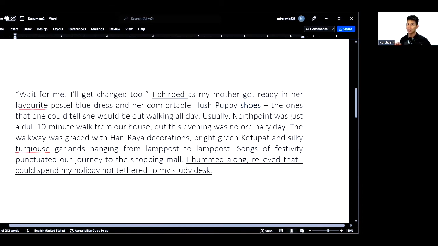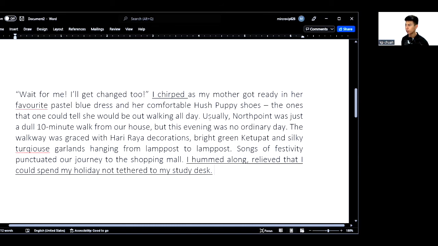But a strong student will give even more details to their writing by saying, what kind of dress? Okay, is it her favorite dress? Is this color? Is it blue? And the brand of the shoes, Hush Puppies shoes. And this particular line, "one could tell she would be out walking all day," gives us some clues that make the reader wonder, hey, where are they going? I know they're going out, but where? Where would require the mom to be walking all day?